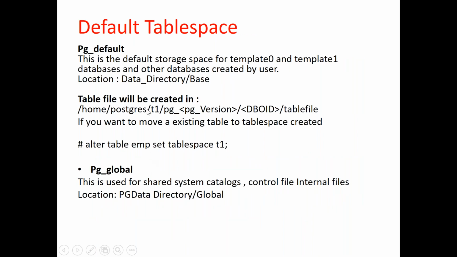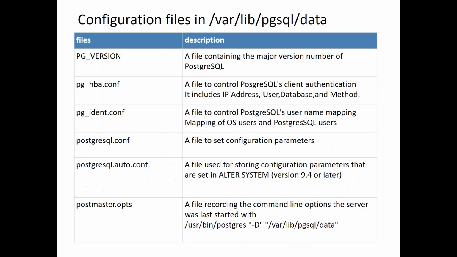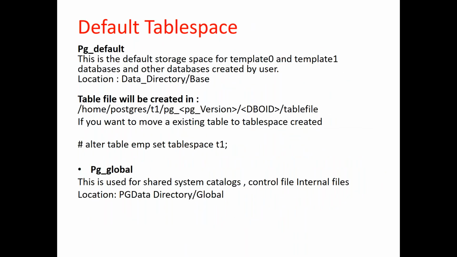These are the default directories which are already there: pg_global and pg_default. These two tablespaces are already there, where pg_default is in the base directory. This base directory contains all the databases' data, all the data files for each database. Now pg_global contains the dictionary files, the system catalog files, just like the data about the data, the control files, and all other internal files. So pg_default contains the data files, and pg_global contains the catalog files.